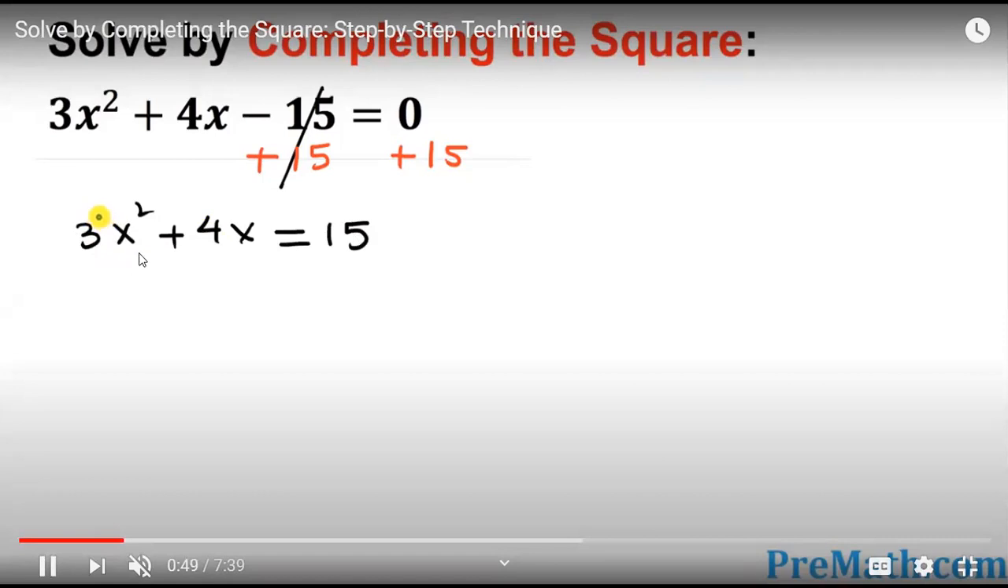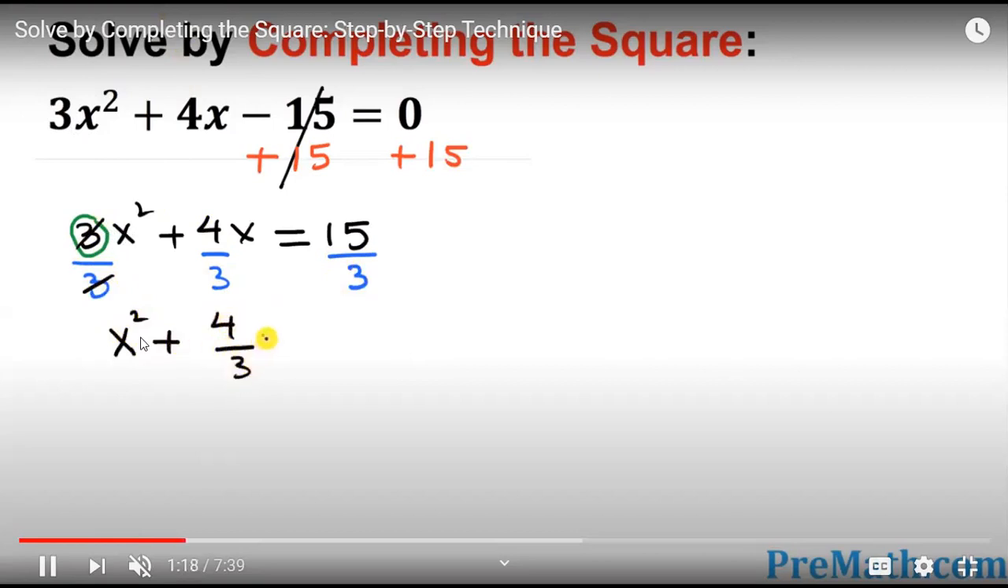So 3x square upon 3 plus 4x upon 3 equals 15 upon 3. Whatever the coefficient is, you have to keep this in mind: make the coefficient of x square equal to 1 by dividing the whole equation by the coefficient of x square. So 3x square upon 3 is x square, plus 4 upon 3x, equals 15 upon 3, which is 5.